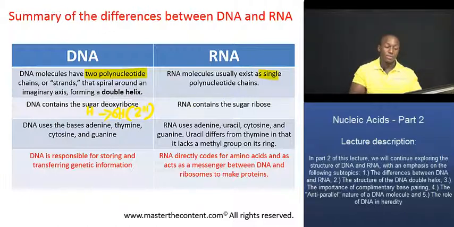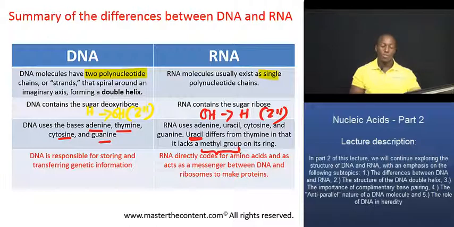RNA, on the other hand, has a ribose sugar, which has a hydroxyl group in place of that proton at the second prime position. Now, DNA uses very distinct bases: adenine, thymine, cytosine, and guanine, which are for the most part also used by RNA, except for the simple fact that RNA replaces thymine with uracil. Uracil differs from thymine in that it lacks the methyl group on its ring.